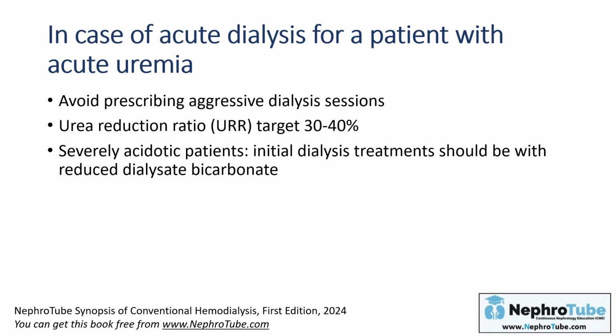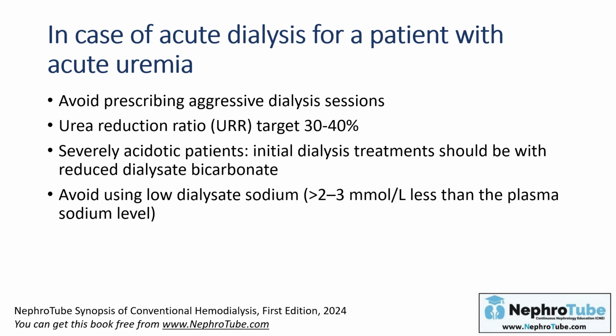Initiate dialysis with reduced dialysate bicarbonate to avoid rapid diffusion of bicarbonate into the blood, which may cause paradoxical CSF acidosis. Avoid using low dialysate sodium, which may cause rapid diffusion of sodium from the blood into the dialysate, causing a hypotonic intravascular osmolarity. It's better to use dialysate sodium about 2 to 3 millimole per liter less than the plasma sodium level.